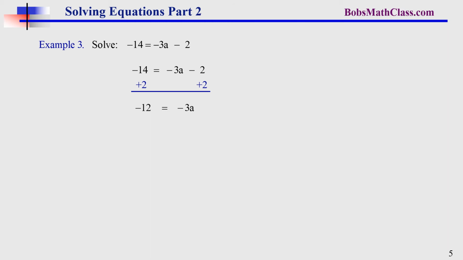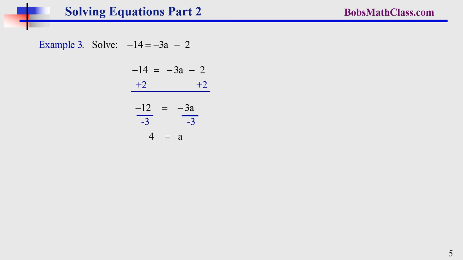Okay, so now we're going to use the division property of equality. In between the 3 and the a is a multiplication symbol. Multiplying. We don't put the dot, but there is a multiplication symbol there. So we're going to divide by negative 3 on both sides. On the right-hand side, the negative 3's will cancel. And on the left-hand side, divide. When you divide with 2 negatives, it is a positive. So when you're multiplying or dividing, 2 negatives is a positive, and 1 negative and 1 positive is a negative.